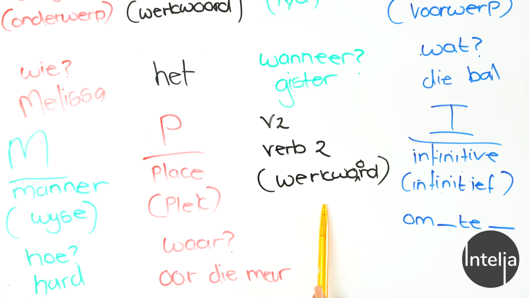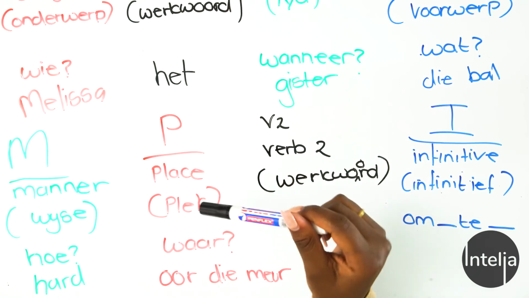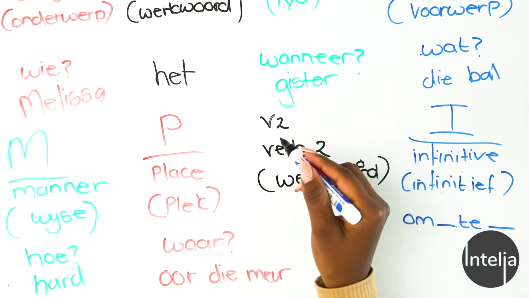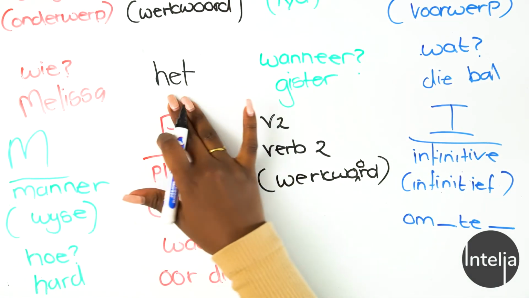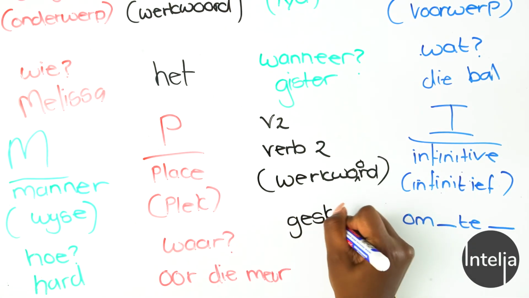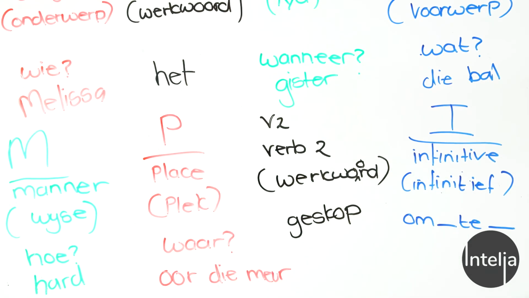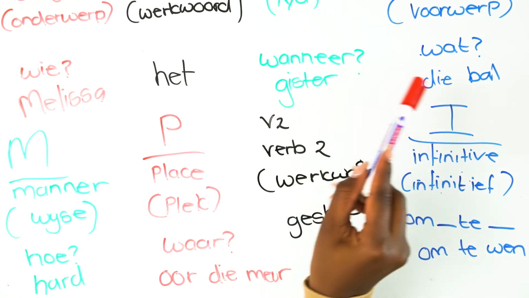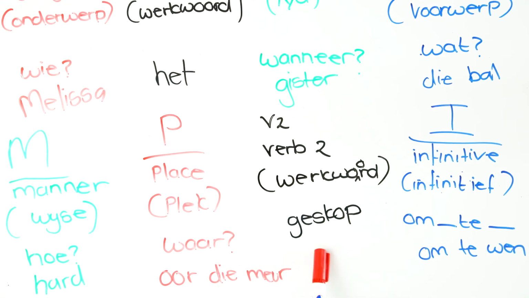Now we have our werkwoord twee. This is our actual werkwoord. While they're both verbs, they're just different types of verbs, okay? So werkwoord twee. Melissa het gister die bal hard oor die muur geskop. Remember our tenses, because we're dealing with past tense. Om te wen. So Melissa het gister die bal hard oor die muur geskop om te wen. That whole sentence sounds perfectly right, and why?